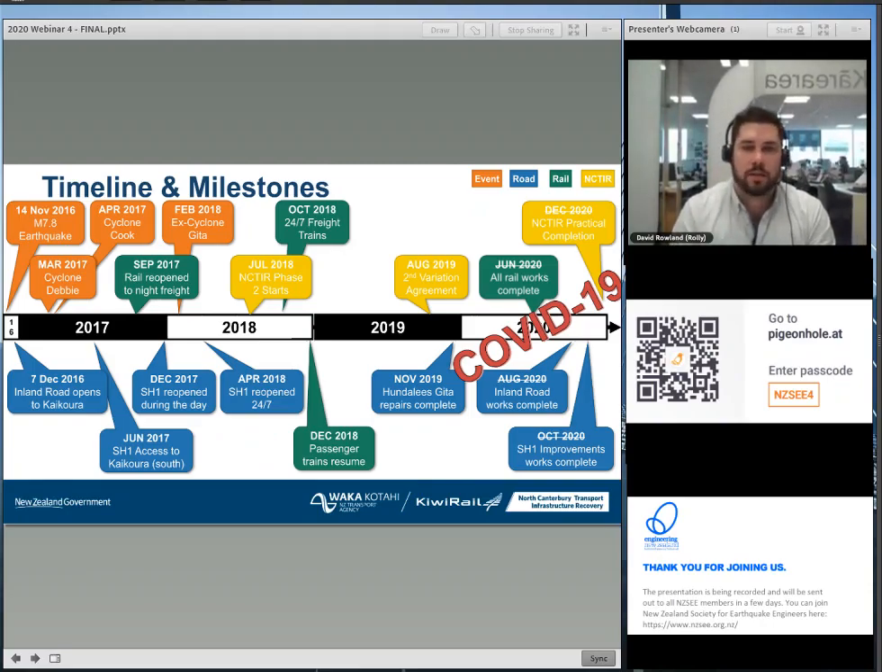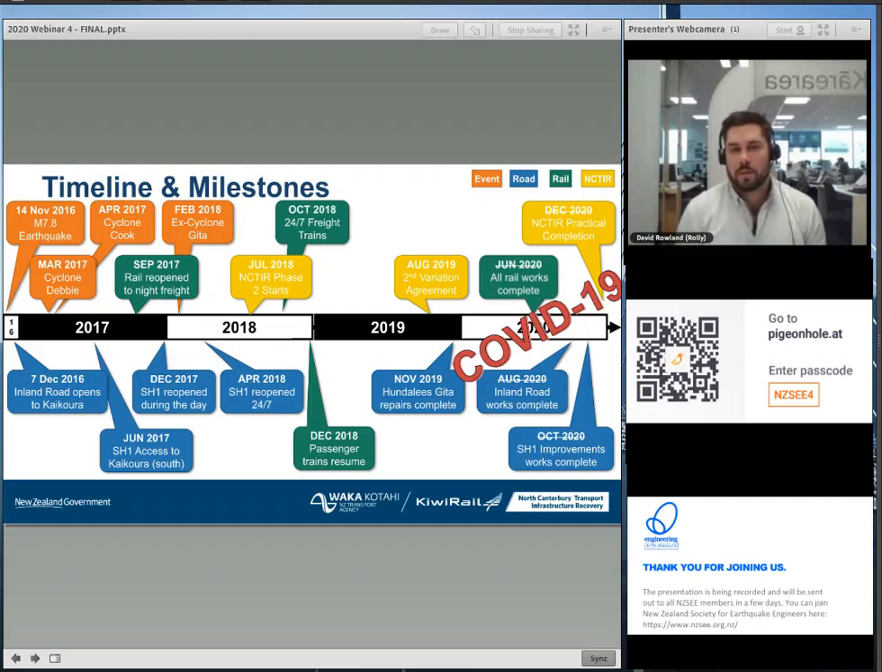So on to the second point now, some of the milestones and things that NCTIR's achieved over the last 2.5 years. I'm not expecting you to read all of those, but this is a brief overview of some of the highlights of the milestones that we've achieved. And I kind of want to draw your attention to the orange boxes in the top left-hand corner there. The first one is the magnitude 7.8 earthquake that got things rolling.